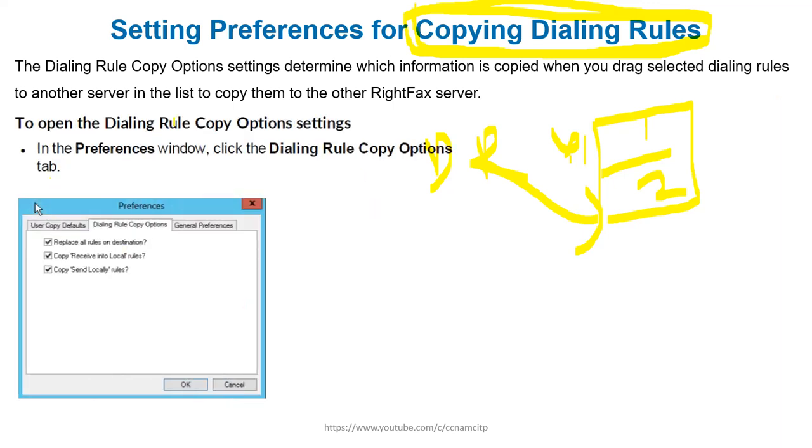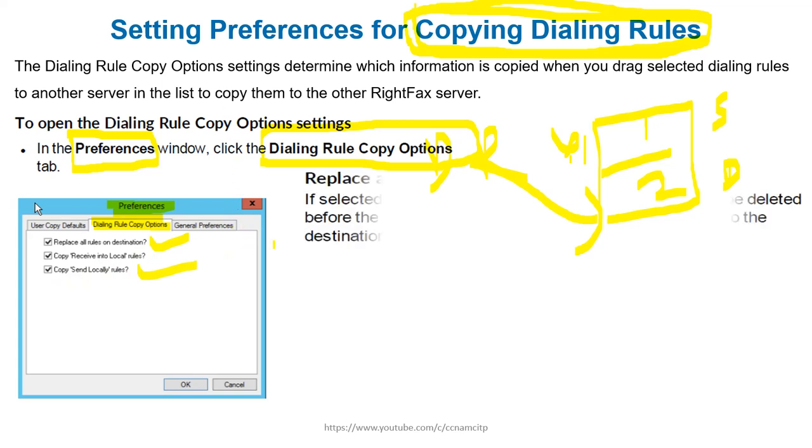So guys, to open the dialing rule option, you have to go to preferences. This is the window for preferences, and the second tab will be your dialing rule copy. Here we have three options: replace all rules on destination server, where this will be your source and this will be your destination server, copy receive into local rules, and copy send local rules. So we have three settings, and the next one is general preferences. We will learn one by one.